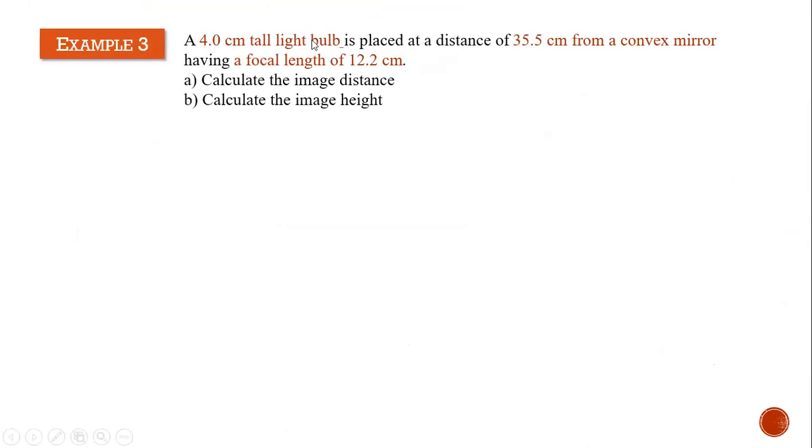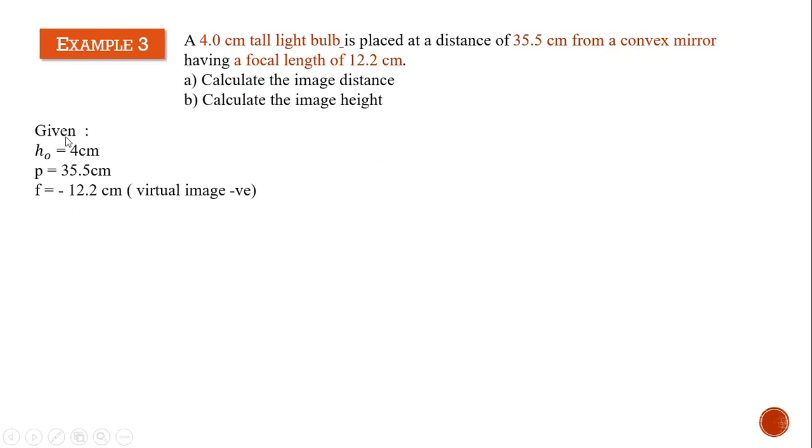Now, what problem? A 4 centimeter tall light bulb, that is the height of the object, HO, is placed at a distance of 35.5, that is P, from a convex mirror. Now convex mirror always produces a virtual image, having a focal length of 12.2 centimeter. Now just to collect the data, given height of the object is 4 centimeter, object distance is 35.5 centimeter, and focal length is minus 12.2 centimeter.